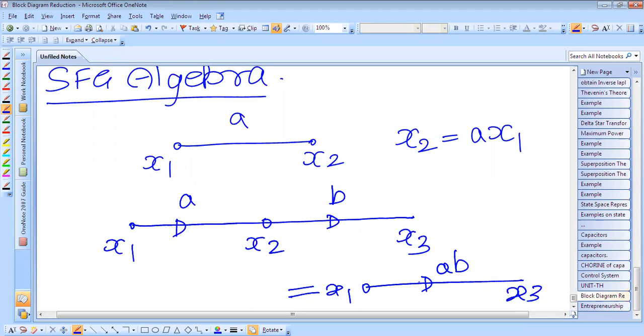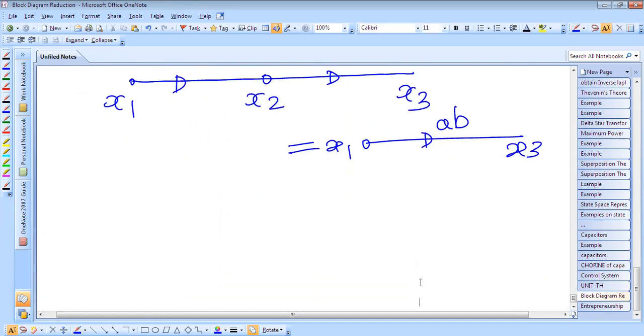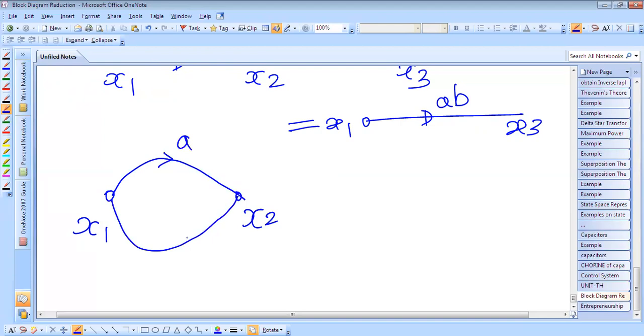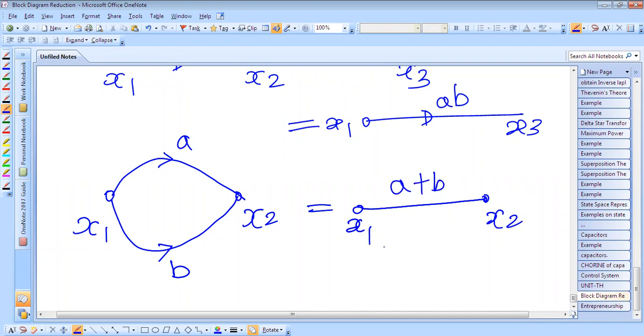Parallel branches may be combined by adding the transmittances. If there are two parallel branches, suppose this is node x1, this is node x2, and this one path has transmittance A, this is another path having transmittance B. Therefore there is a parallel path between these two nodes, and this can be represented by only one branch between x1 and x2 by the addition of the transmittances of the individual branches.